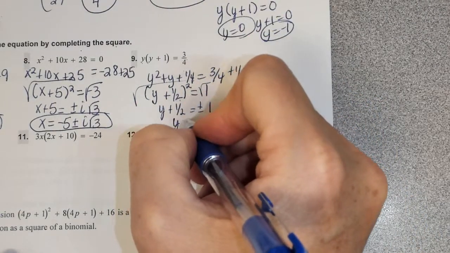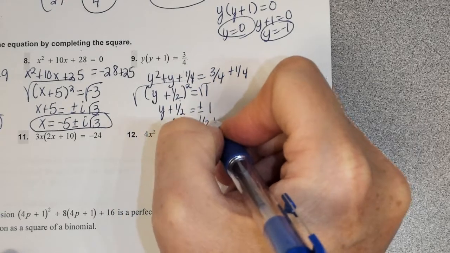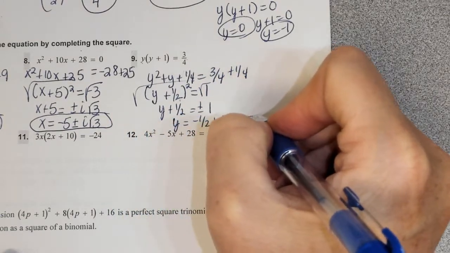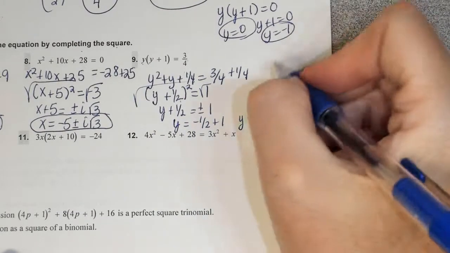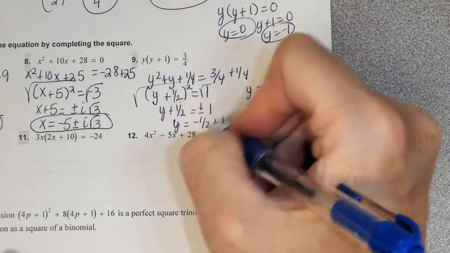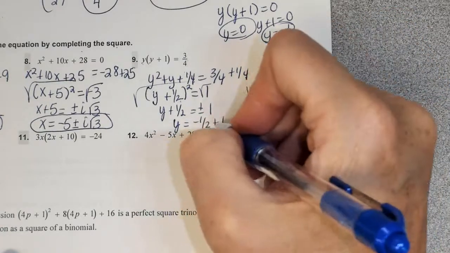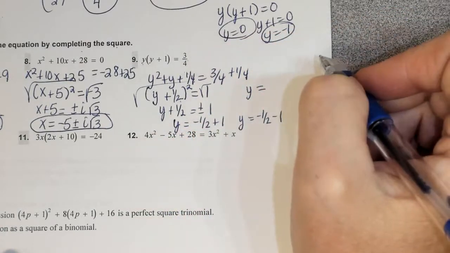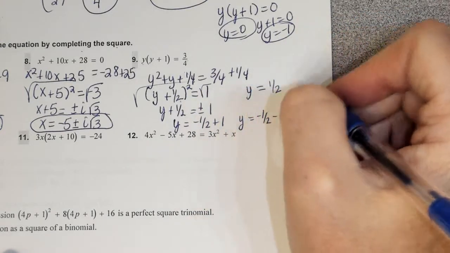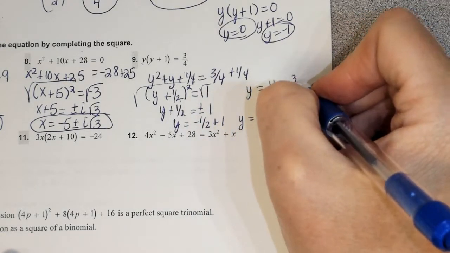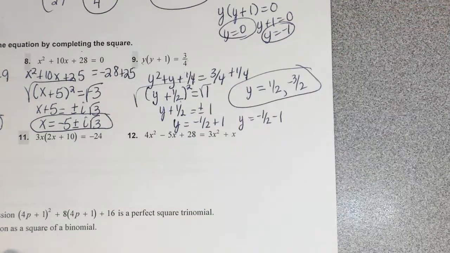So now we're going to have y equals negative 1/2 plus 1, and y equals negative 1/2 minus 1. So then what are our solutions going to be? Where here is negative 1/2 plus 1, what is it? 1/2. Negative 1/2 minus 1? Negative 3/2. Very good.